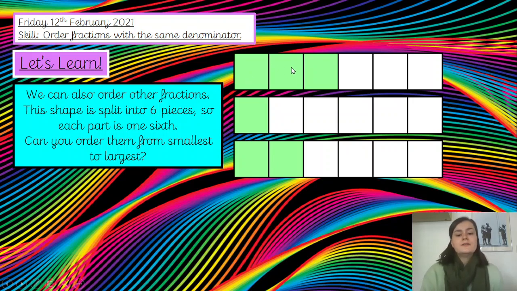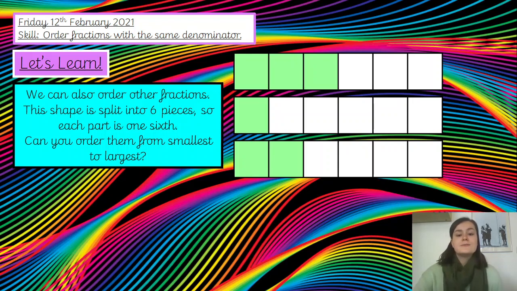Okay, so we've got 1, 2, 3 parts shaded in this bar, so it would be 3/6. In this part, we've only got 1 part shaded, so it would be 1/6. And finally, in the bottom one, we've got 1, 2 parts shaded, so it would be 2/6. So now we need to have a go at ordering them from smallest to largest. So can you have a go at either talking about that or writing that into your book, please?